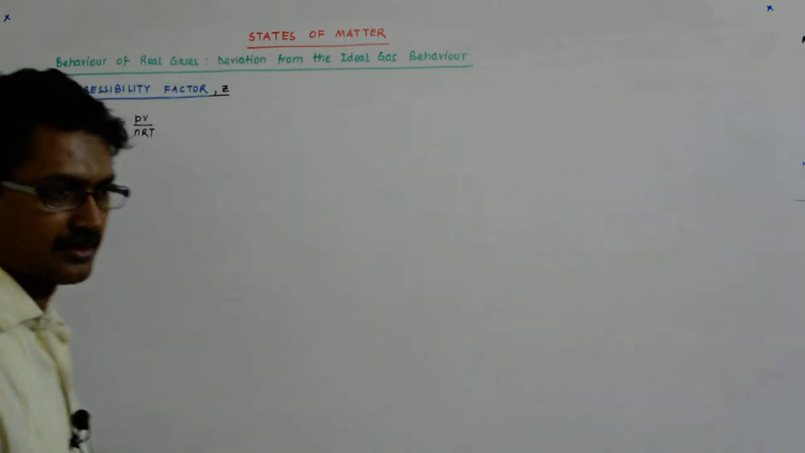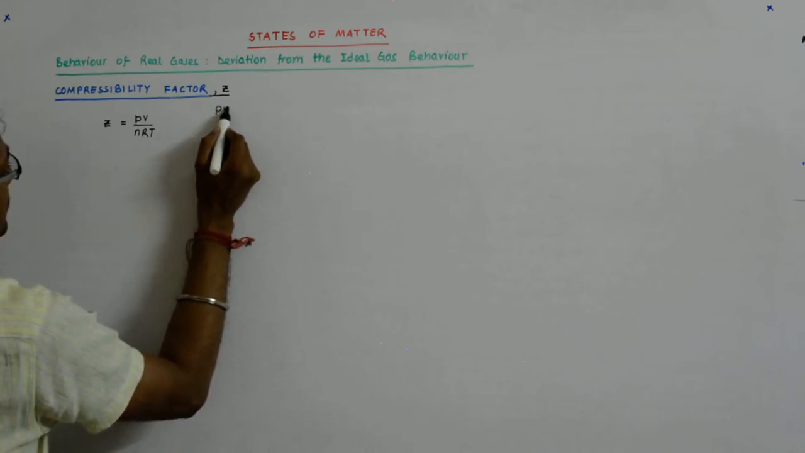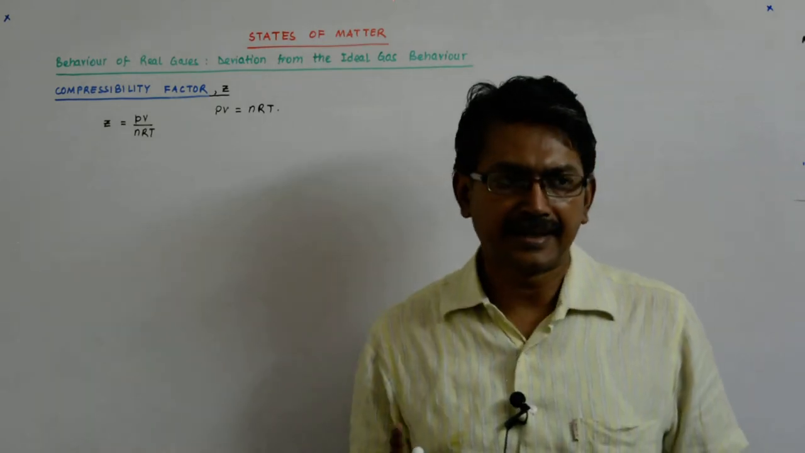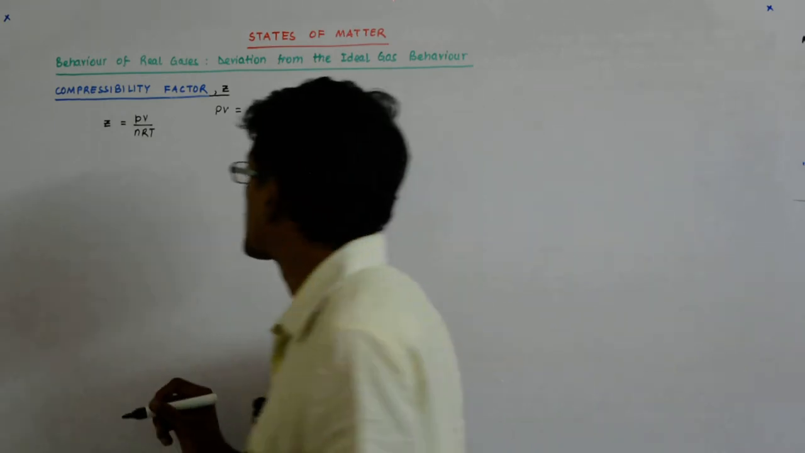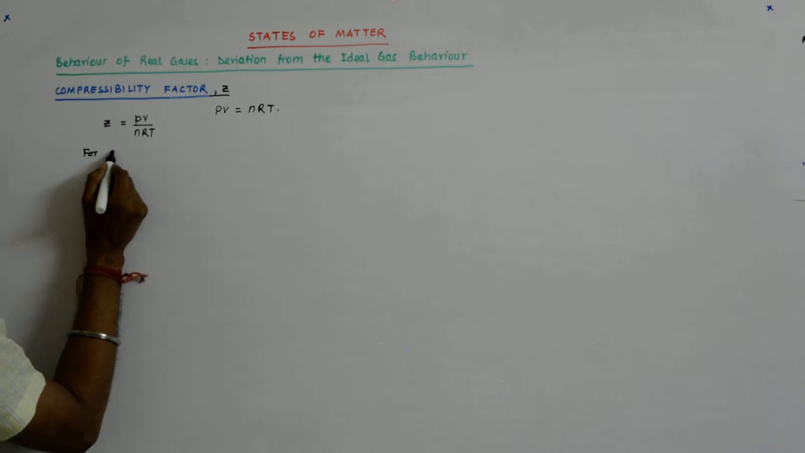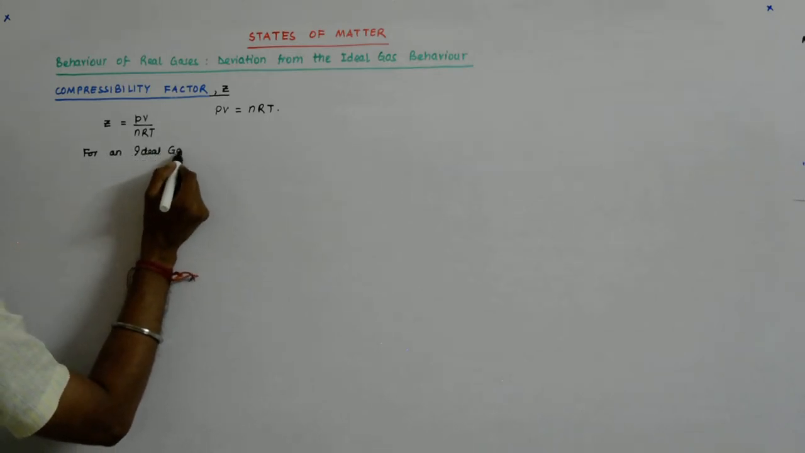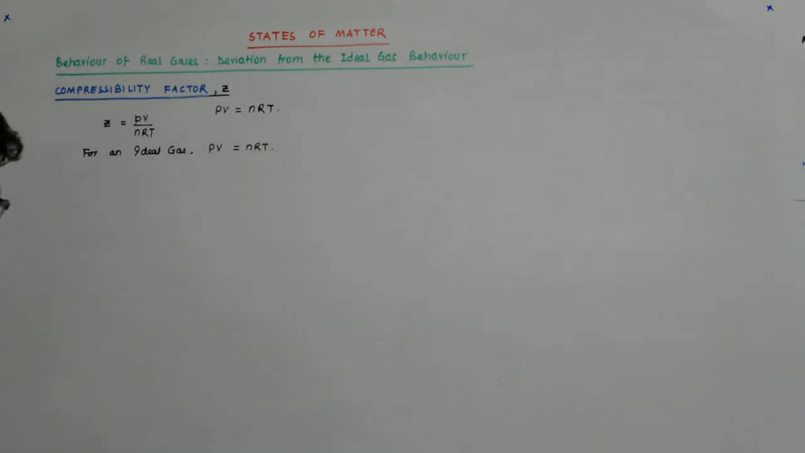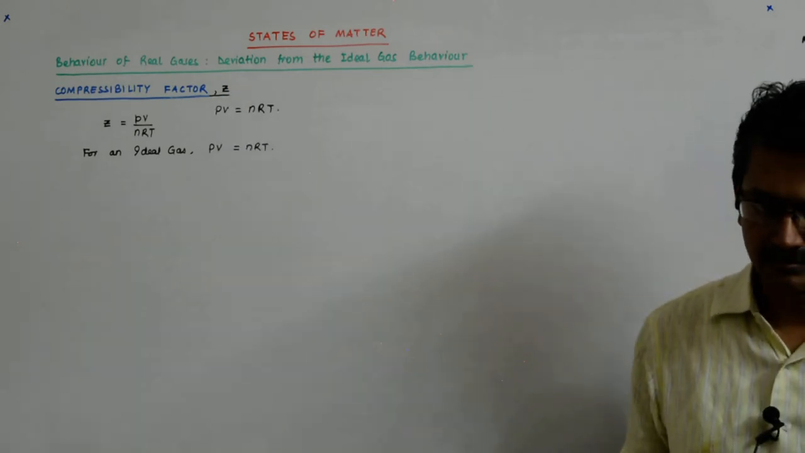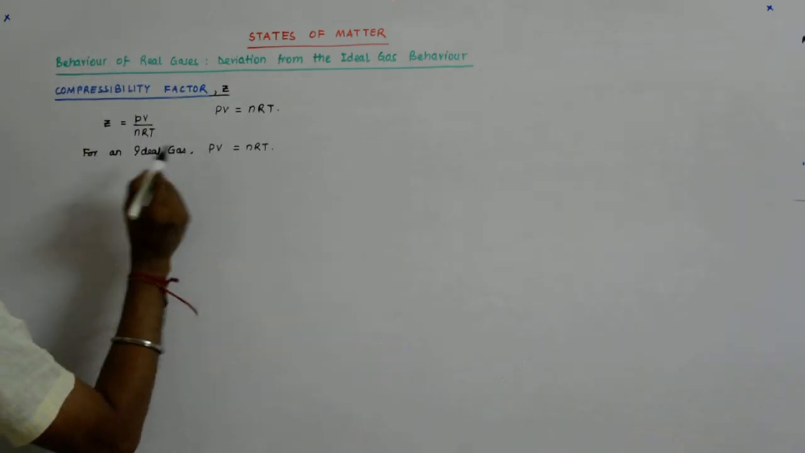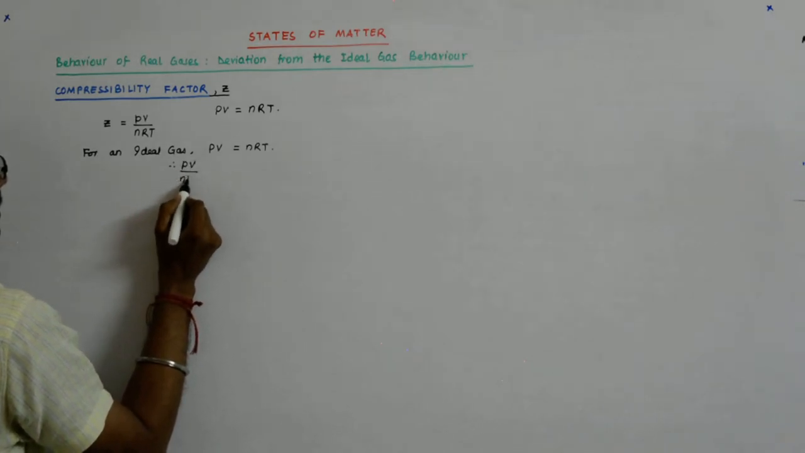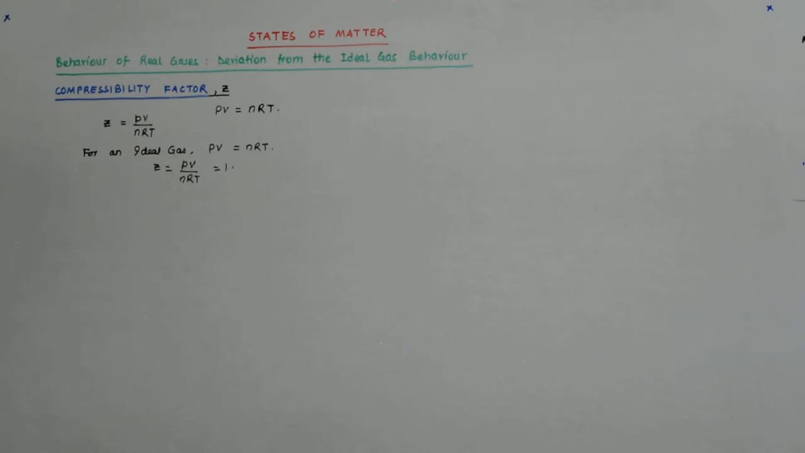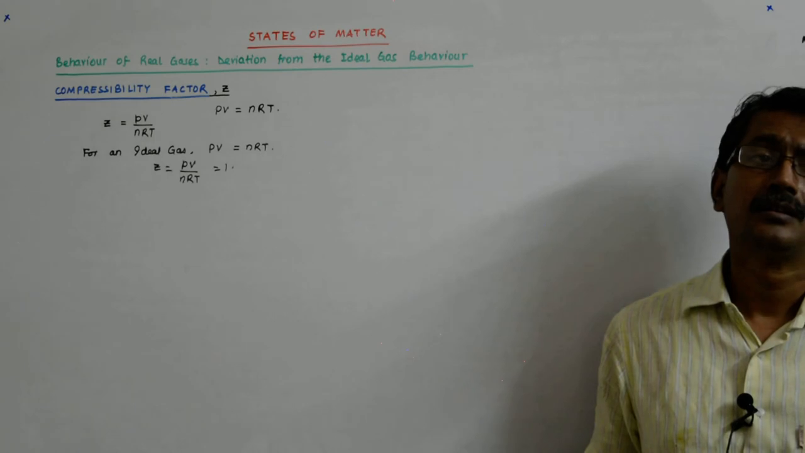Now for an ideal gas, we have the equation PV is equal to nRT. So what happens? Therefore, PV upon nRT is equal to 1, and it is this which is Z. So for an ideal gas, you expect the Z value to be 1.